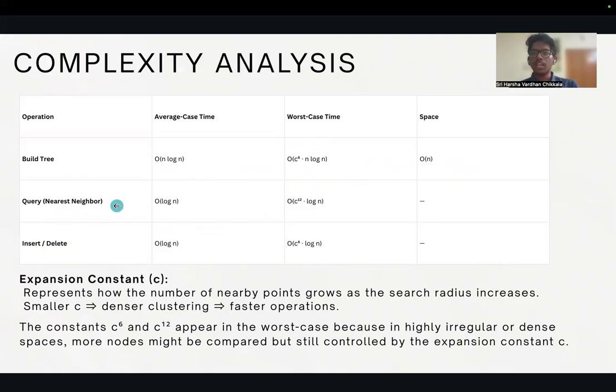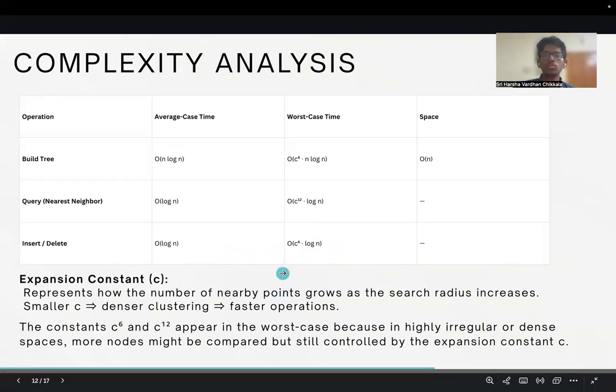As I mentioned before, it is the same for nearest neighbor, insert or delete in the case of the cover tree. All of them take order of log n complexity in the average case. In the worst case scenario, the cover tree takes order of C to the power 12 log n to query the nearest neighbor. To insert and delete, they are almost the same, taking order of C to the power 6 into log n complexity.